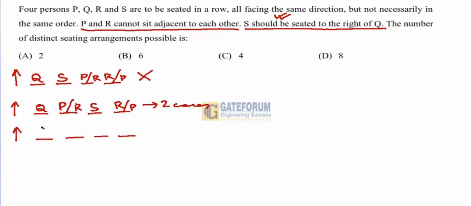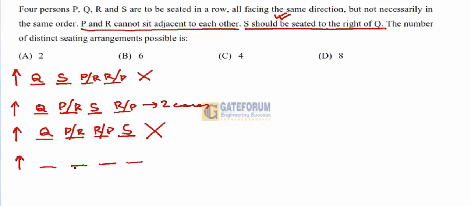See, Q is here and S is here. S is to the right of Q. But then P and R must have to sit in these positions. But P and R cannot sit adjacent to each other. So naturally this combination cannot be possible. The next one.